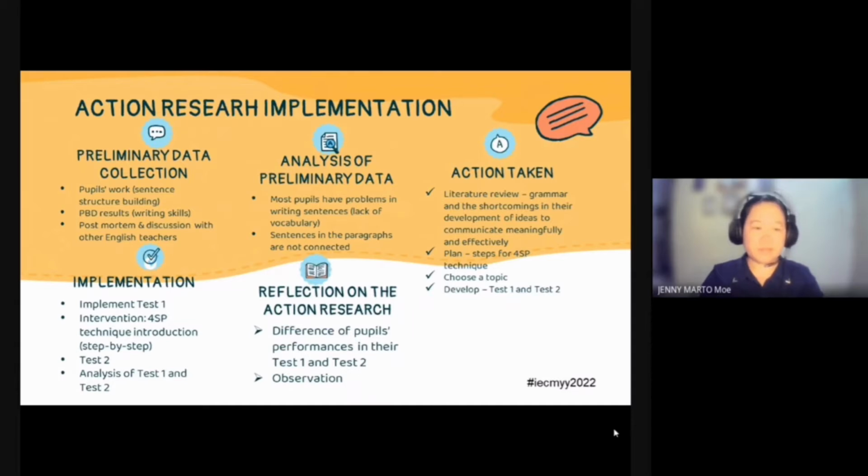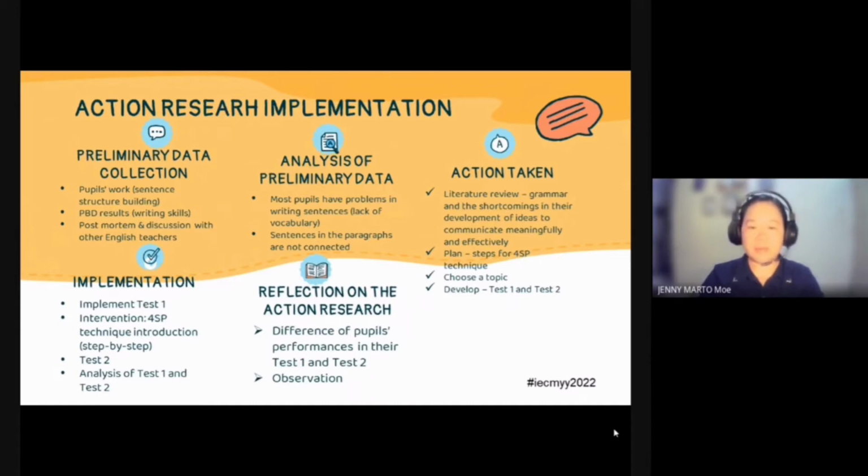And from the PBD result, most of them didn't get good performance levels because of their writing skills. And from the postmortem and discussion with the other English teachers, we found out that the most challenging skill is the writing skill among the students or my pupils. Then, for my analysis of my preliminary data, I found out that most pupils have problems in their writing sentences because of their lack of vocabulary, and the sentences in the paragraphs are not connected.